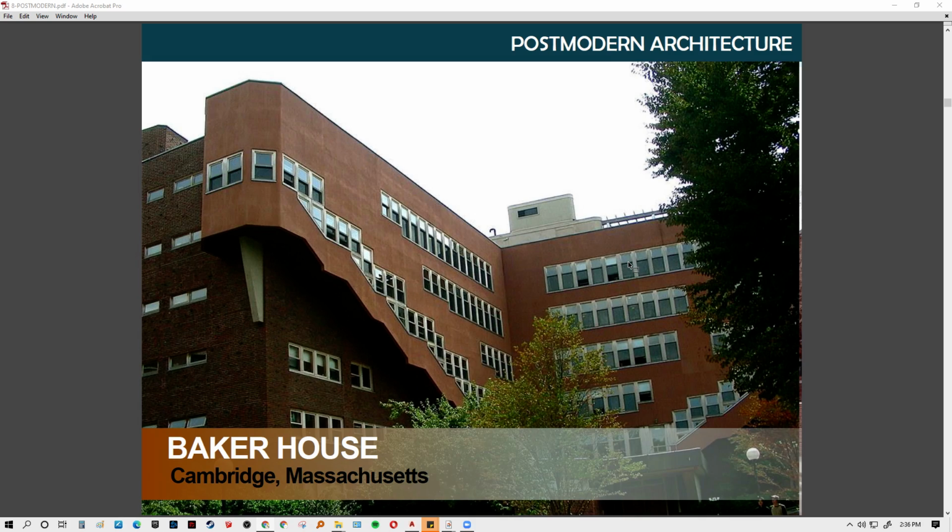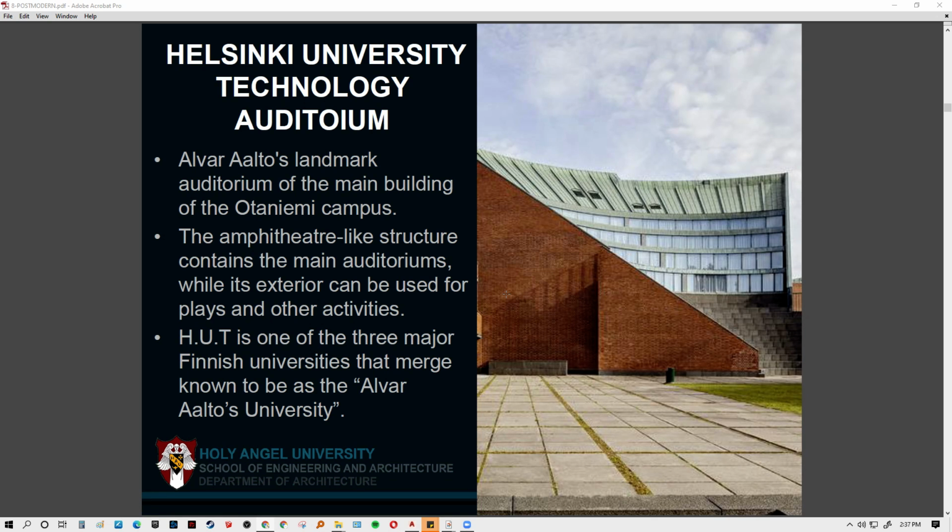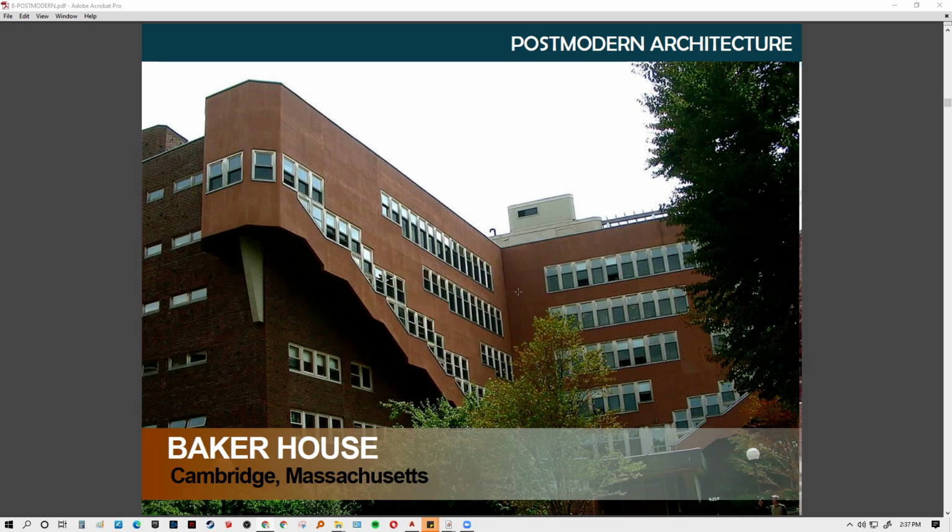Another part of the Baker House is the rear area with the main stairs. So this rear part has a lot of greener trees and shaded areas. So even though it is oriented in the west or southwest part, it has a good location that you can stay.